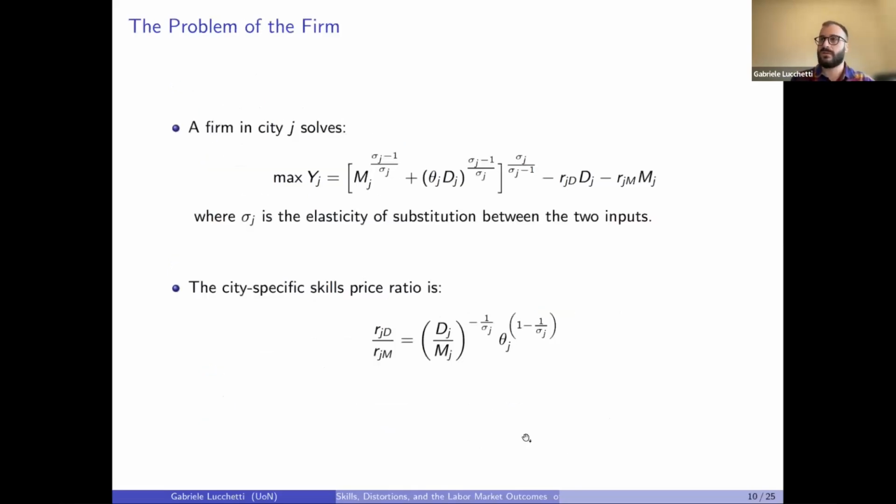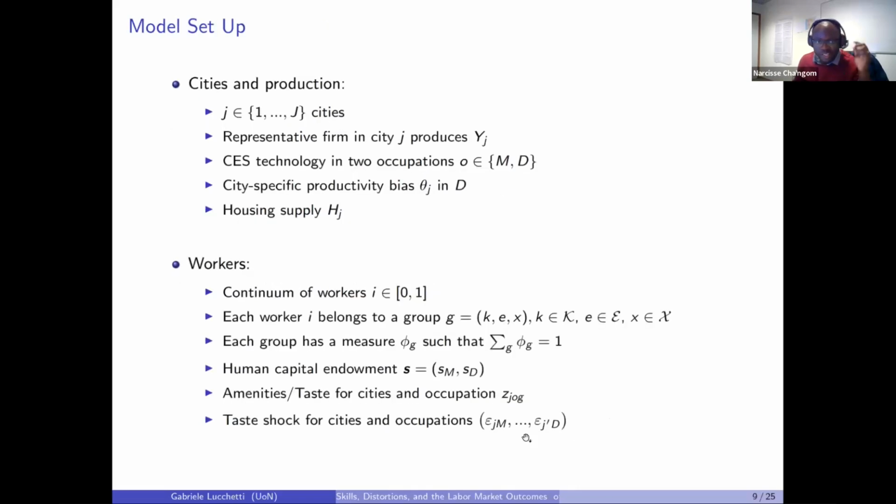A clarification question. Yes. The taste shock: let me frame it as a question. Do you assume that the taste shock across origins is homogeneous? Because at this stage, the implicit assumption is that only city occupations differ across immigrants.